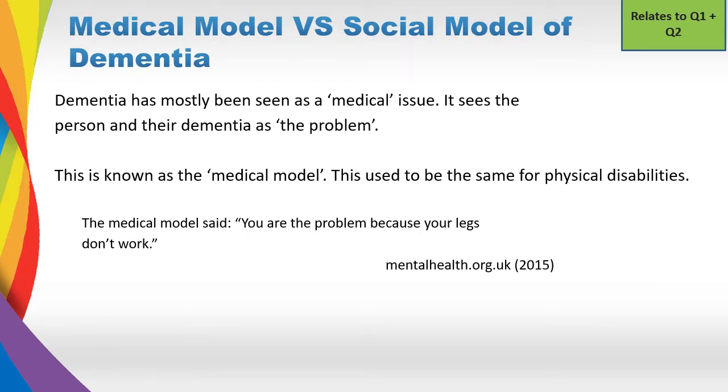Dementia has mostly been seen as a medical issue, or the person with dementia has been seen as a problem. The dementia is seen as the problem to that person. And this is what we call the medical model. This has been used for decades for people with physical disabilities. The medical model says you're the problem because your legs don't work. So if somebody uses a wheelchair, the medical model views the person as the problem because it's their legs that aren't working. In the same way with dementia, they would view the brain as the problem because it's not working as efficiently any longer.